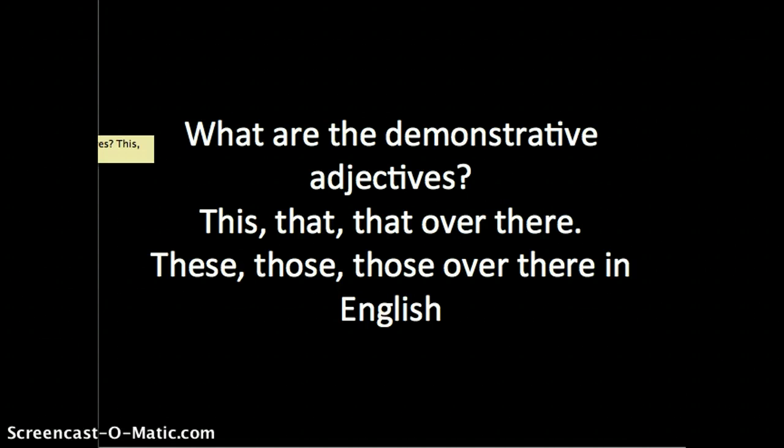But in Spanish they have a third one. It's that over there or those over there. So that means that the idea of distance has a lot to do with which demonstrative adjective you're going to use. This or that, or that one way over there, versus just this and that in English. They tend to be a little more specific in Spanish.